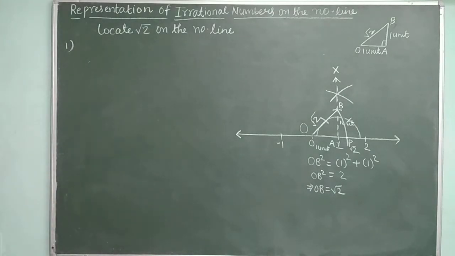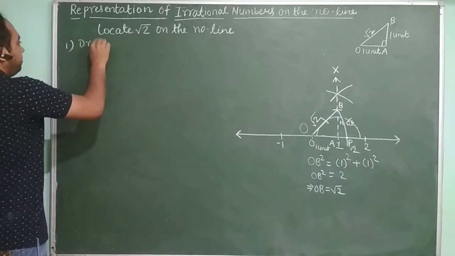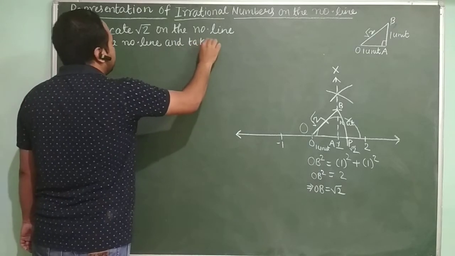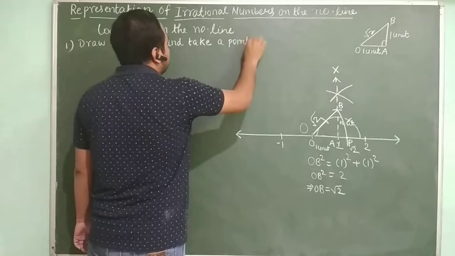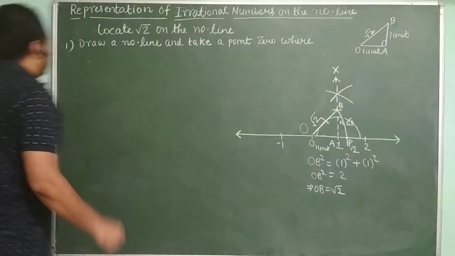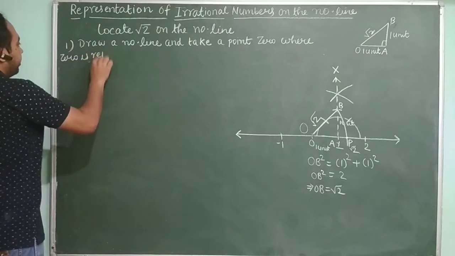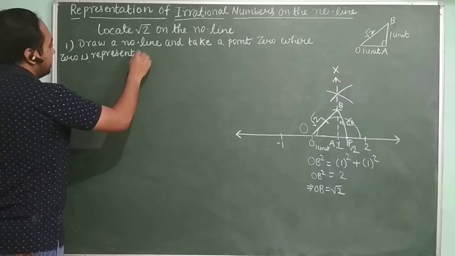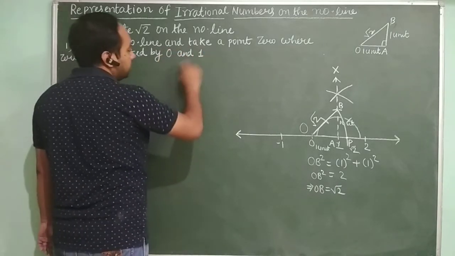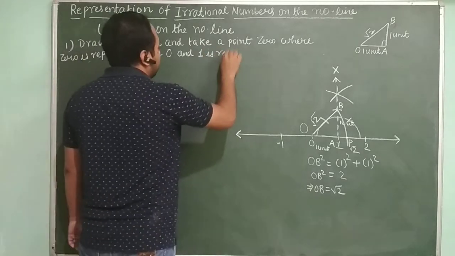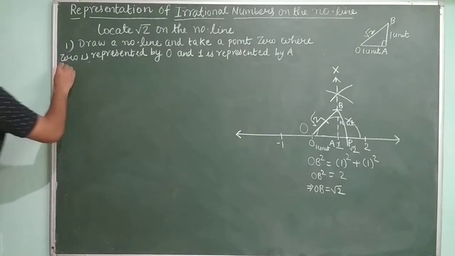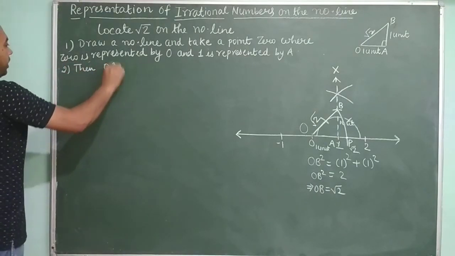The very first step will be: draw a number line and take a point 0, where 0 is represented by O and point 1 is represented by A. Then take point number 2. The length of OA is how much? 1 unit.